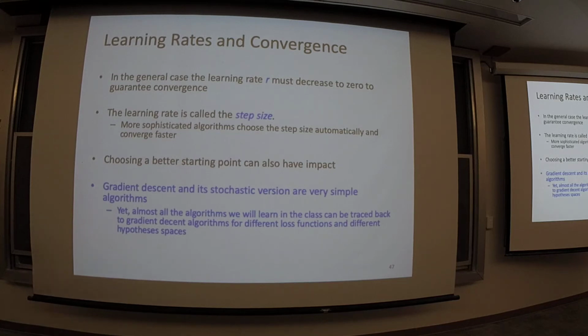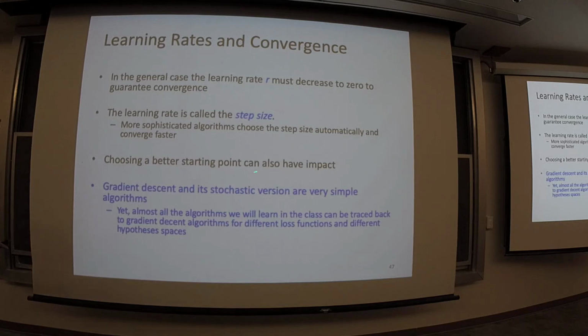So the learning rate is also called step size, and how to set this learning rate is actually the key of this hot topic in machine learning. Different settings will lead to different convergence rates. Some smart settings will make you arrive at home much earlier than other naive methods. A more sophisticated algorithm chooses the step size automatically and converges faster. This is a hot topic in machine learning research.